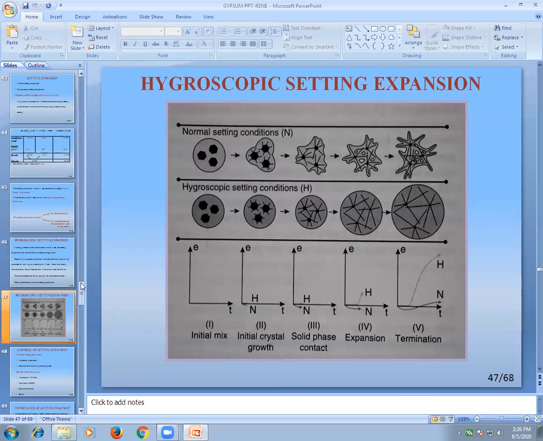So here you can see the normal setting expansion. Here you can see the outward thrust of the crystals, whatever the amount of setting expansion occurs. And when you keep that product under the water, you get a free medium. Whatever crystals are growing get a free medium, and there is more expansion, almost double in magnitude.